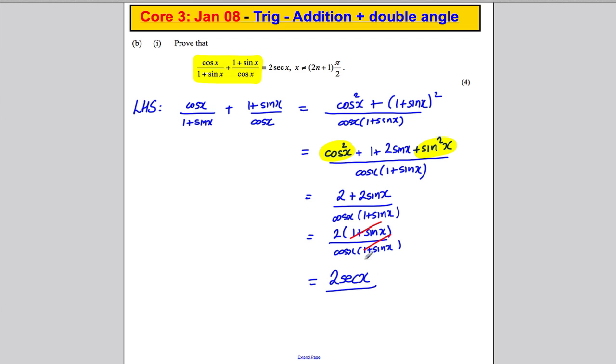It's not asking about this, but the reason x can't be that value is because this would make the bottom 0, which it can't be, but it hasn't asked you to show that, it's just stating a fact.